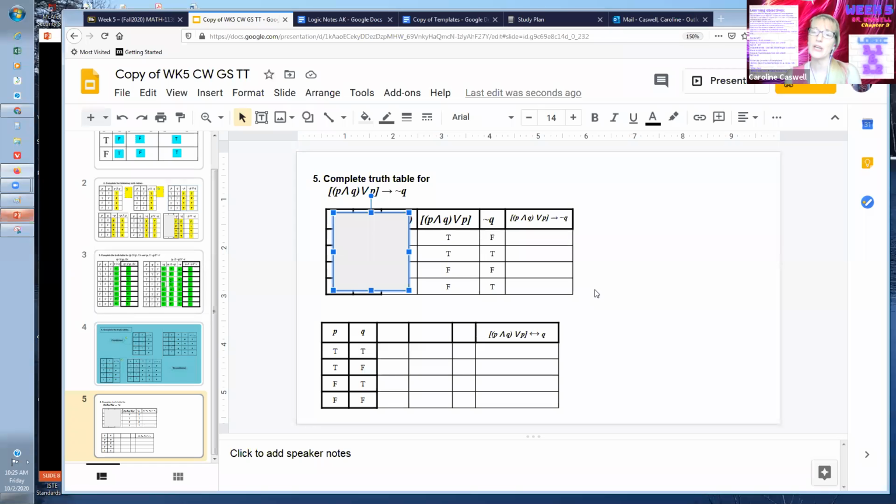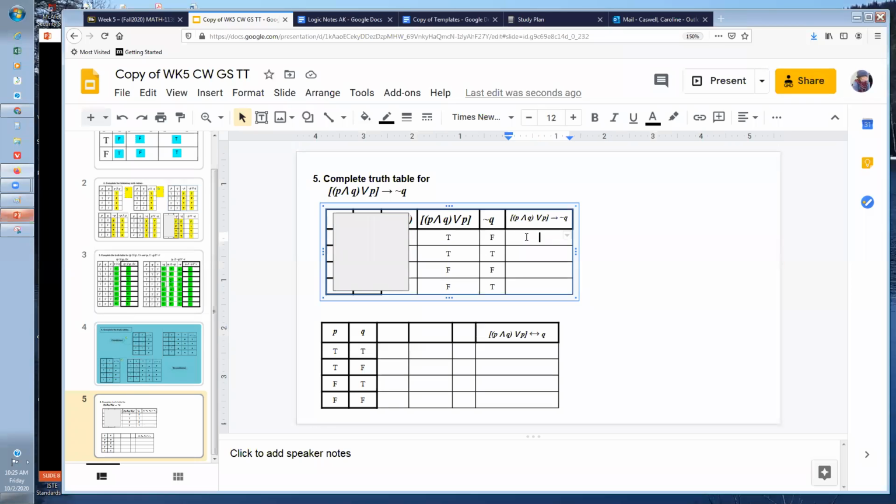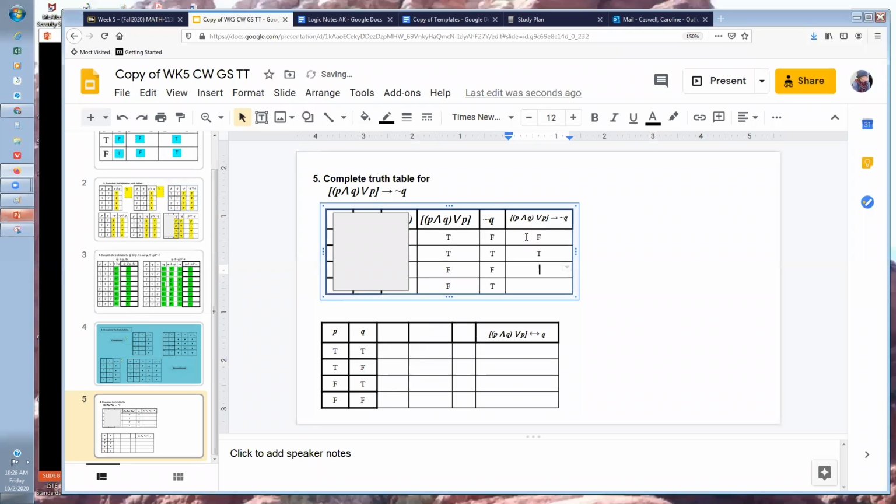What's the only thing we care about with if-then? True and false. True then false. True then false. Oh, we do have one. It's our first one. And what happens when it's a true then false? It's false. Otherwise, true. Good.